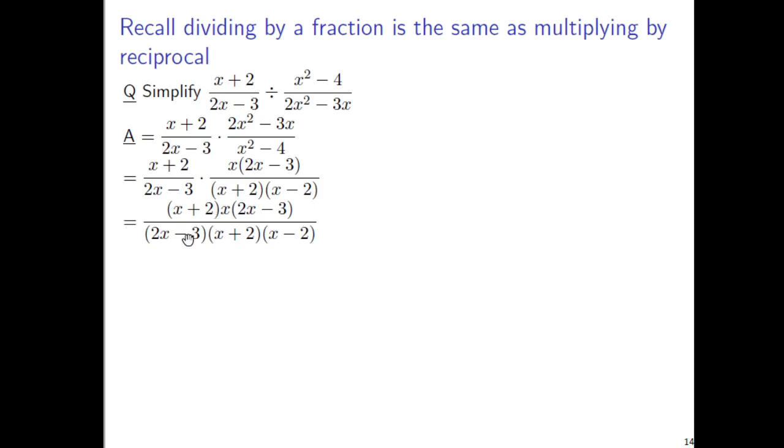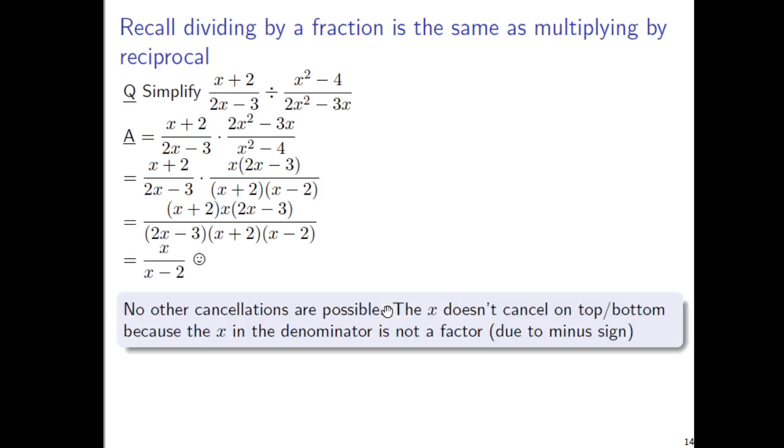At least like this, we still have factors. You see the x plus 2 factor on top and bottom will cancel. You see a 2x minus 3 factor on top and bottom will cancel. You'll be left with an x on top and x minus 2 on bottom. There's no other cancellations possible.